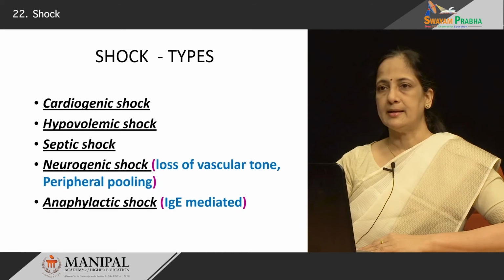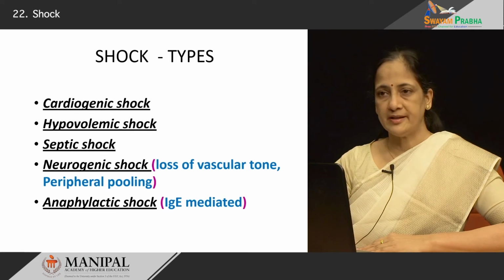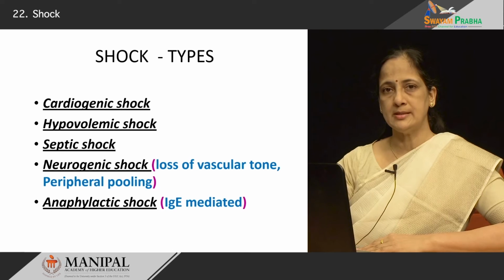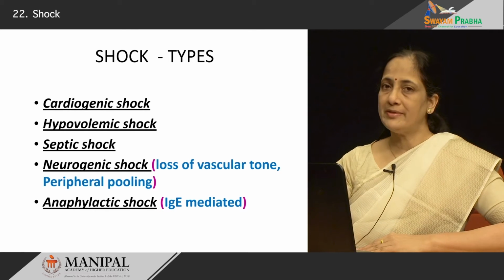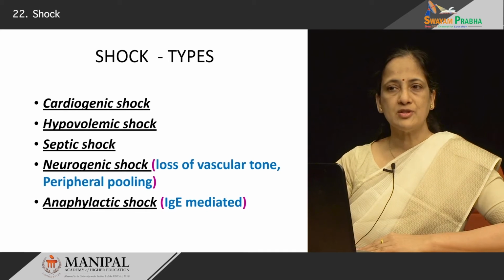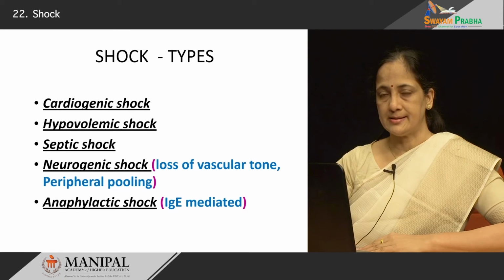Now, let us go back and look at the different kinds of shock. There are basically 5 main types. Cardiogenic shock, which occurs when there are different cardiac diseases. We will list that in a moment. Hypovolemic shock, when there is loss of blood volume. Septic shock, when there is bacteremia. Neurogenic shock, when there is loss of vascular tone and peripheral pooling of the blood. Anaphylactic shock, as occurs in hypersensitivity and is IgE mediated.